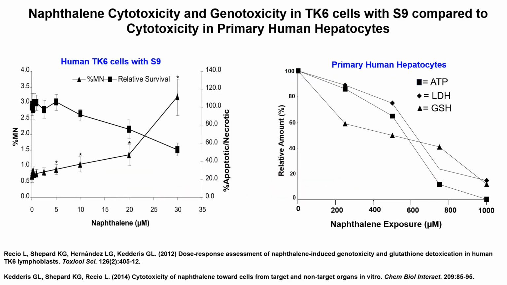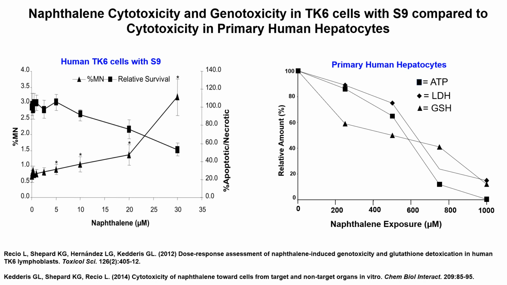We examined naphthalene cytotoxicity in TK6 cells with S9 compared to what we observed in primary human hepatocytes, and that data is shown here. This was done more than a decade ago, where we used a flow cytometry-based micronucleus assay and demonstrated that naphthalene is genotoxic with S9, inducing a positive response in the micronucleus assay at concentrations of 5 micromolar and greater. It was also cytotoxic, inducing a fairly significant cytotoxicity at 30 micromolar, corresponding to about 50% survival.